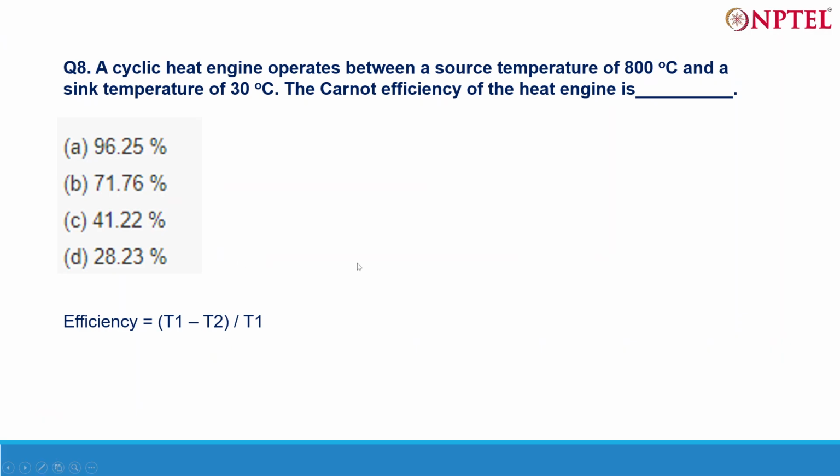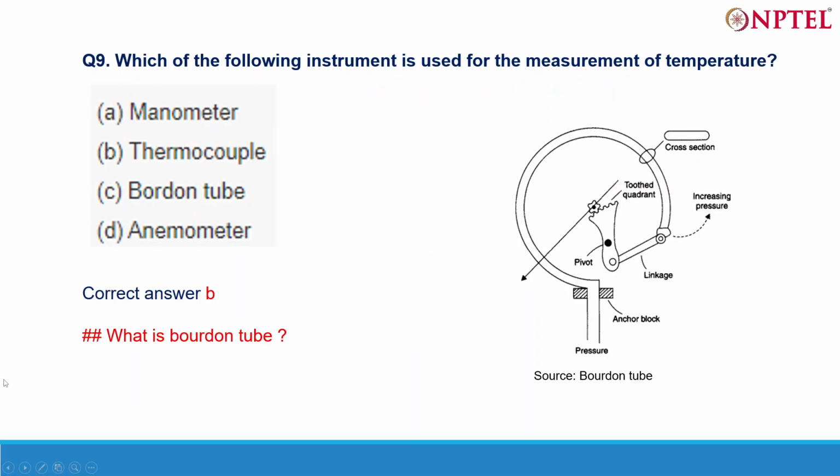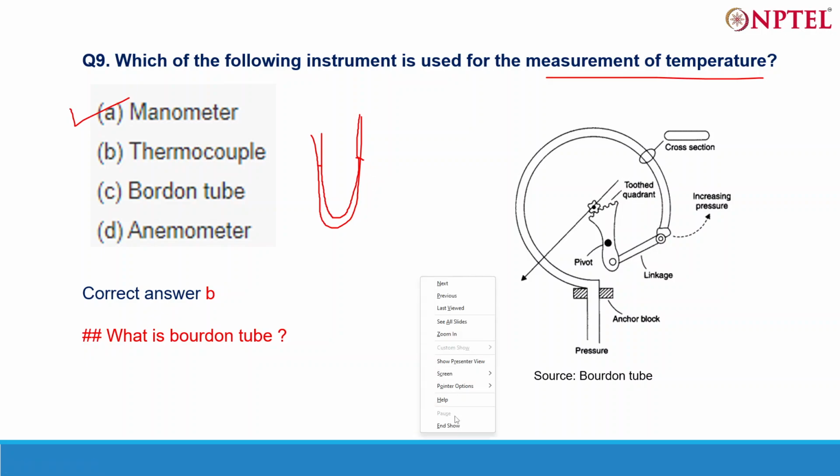Now we move to the next question. This is a very interesting question. It says: which of the following instruments is used to measure the temperature? So we have the manometer. You know the manometer. These are tubes like this. Okay. We have mercury here.